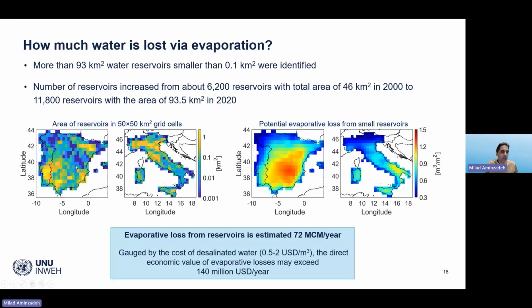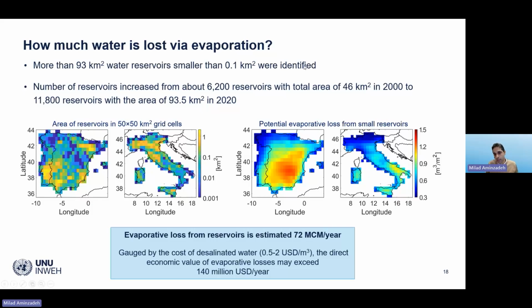Similar to what we did in MENA, first within each pixel we identified reservoirs, and then we calculated the cumulative area and storage capacity. In total, in Spain, Portugal, and Italy, we found around 93 square kilometers of water reservoirs smaller than 0.1 square kilometer. We also observed quite an increasing trend in the number of reservoirs. At the beginning of the study period in 2000, we had around 6,000 reservoirs with a total area of 46 square kilometers. But at the end, in 2020, everything was almost double. We detected 12,000 reservoirs with a cumulative area of 93 square kilometers.